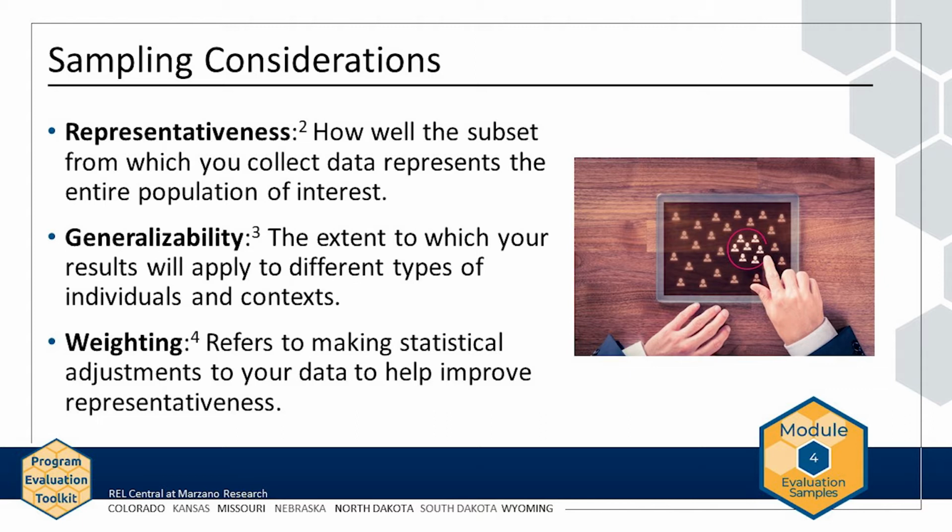However, if you are not able to collect data from the entire population in an evaluation, you need to consider 3 things: representativeness, generalizability, and weighting. Representativeness refers to how well the subset from which you can collect data represents the entire population of interest. Generalizability is the extent to which your results will apply to different types of individuals and contexts. Weighting refers to making statistical adjustments to your data to help improve representativeness.